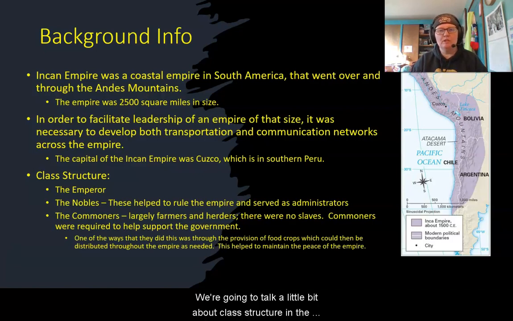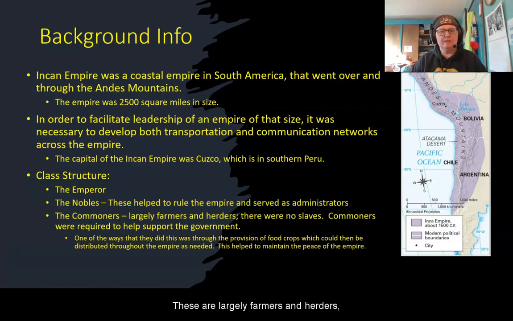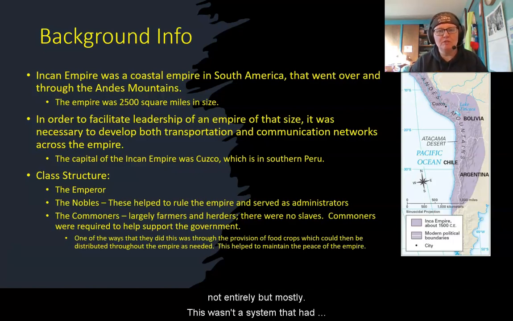So we're going to talk a little bit about class structure in the lesson. I thought I'd quickly review that. Basically the way the class structure works is that you've got the emperor, who's at the top of the pyramid, right? And then you've got the nobles and the nobility. These are people who are helping to rule the empire and serving as administrators. And then underneath that, forming the base of the pyramid, are the commoners. Okay? So these are largely farmers and herders, not entirely, but mostly.